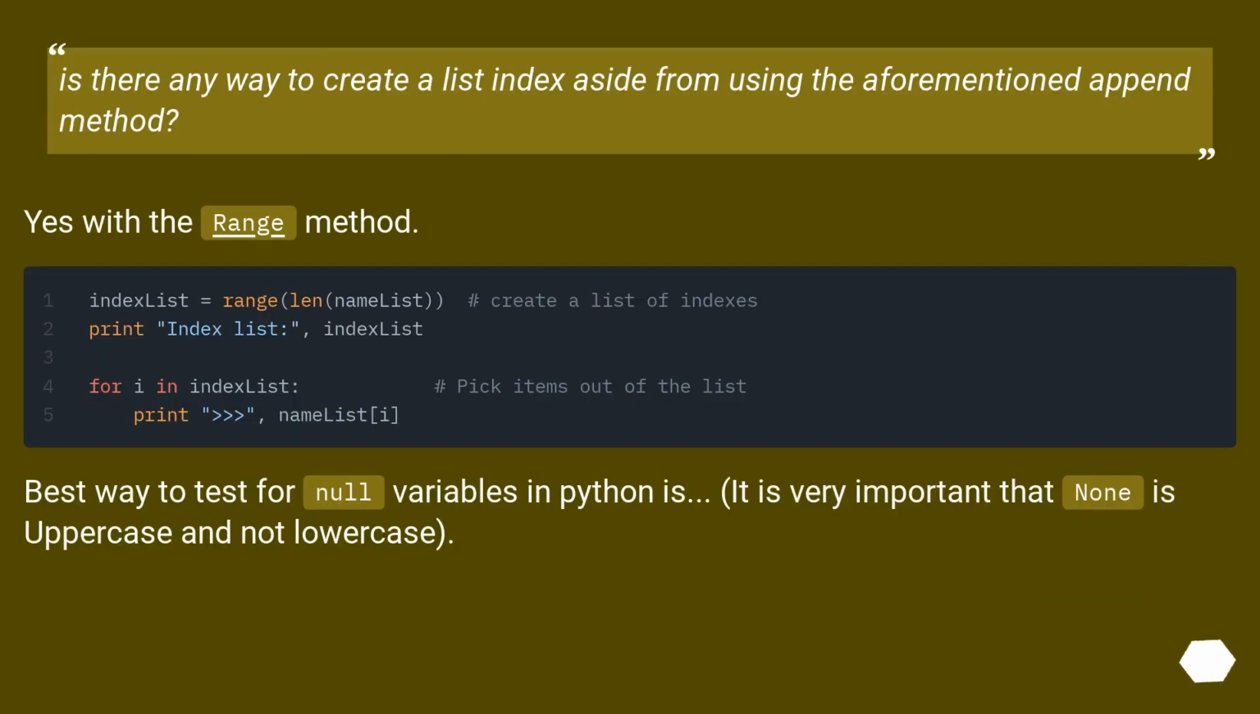Is there any way to create a list index aside from using the aforementioned append method? Yes, with the range method.